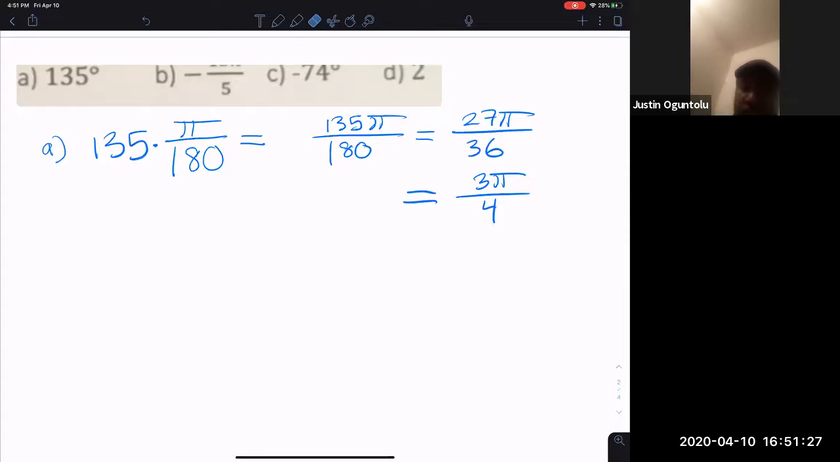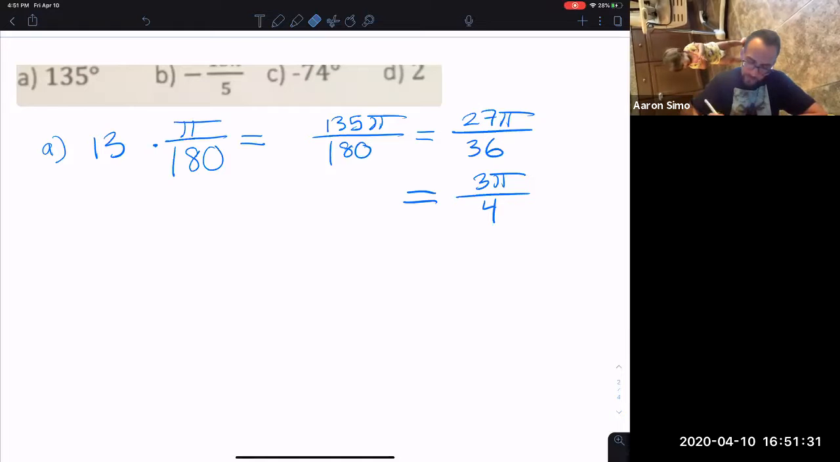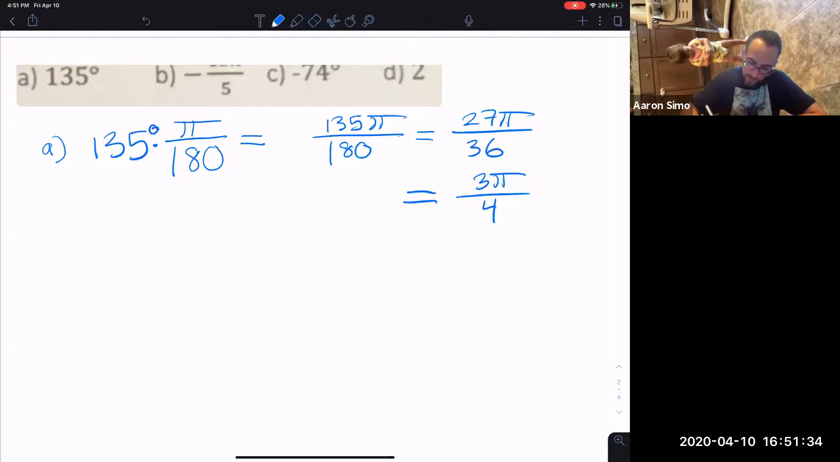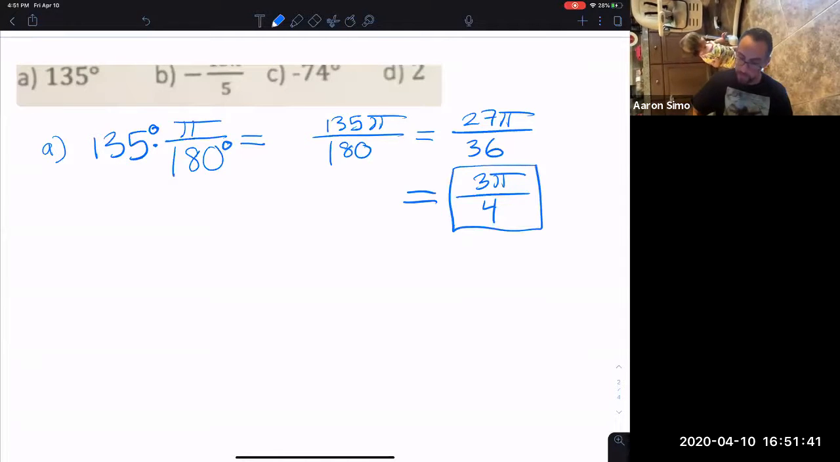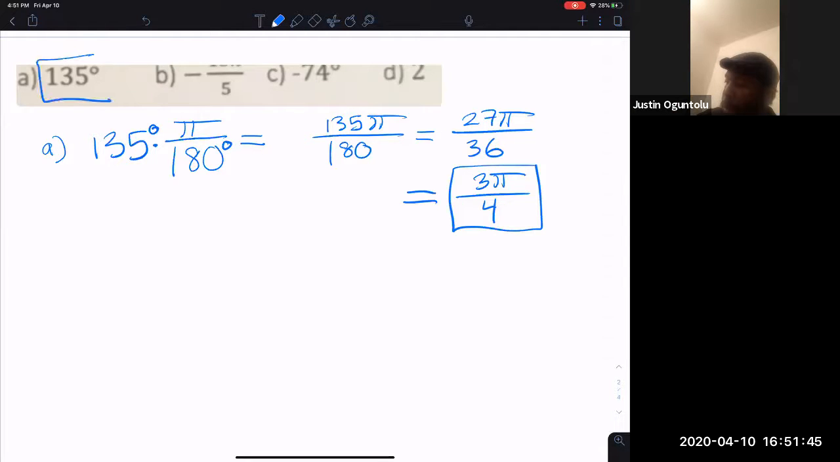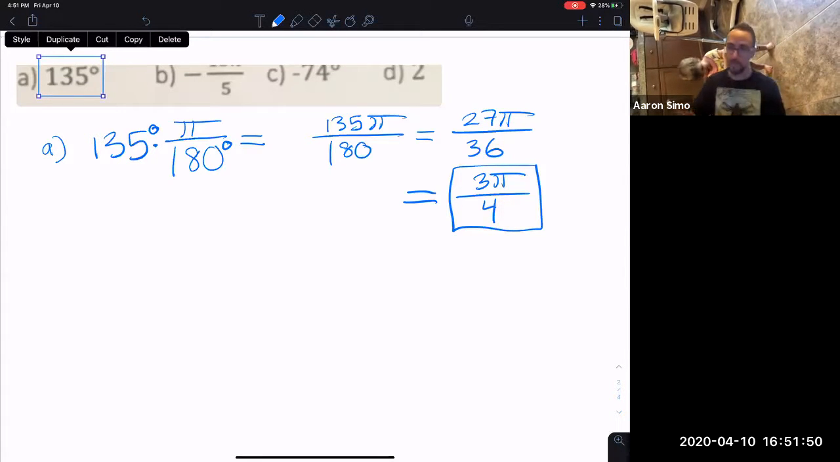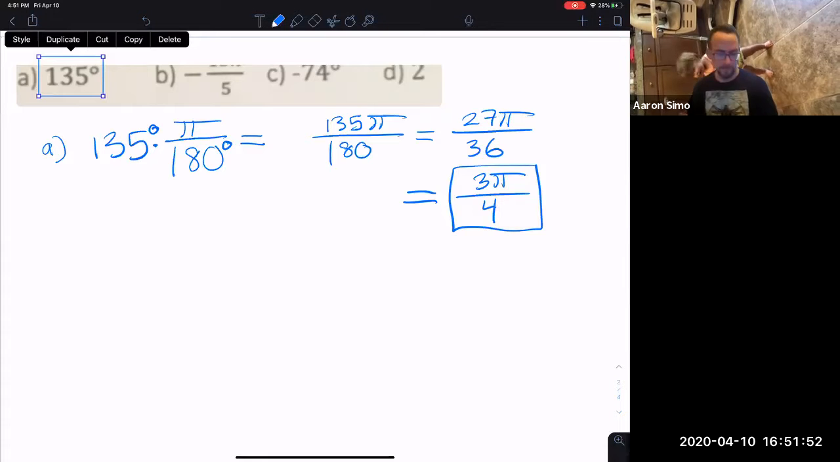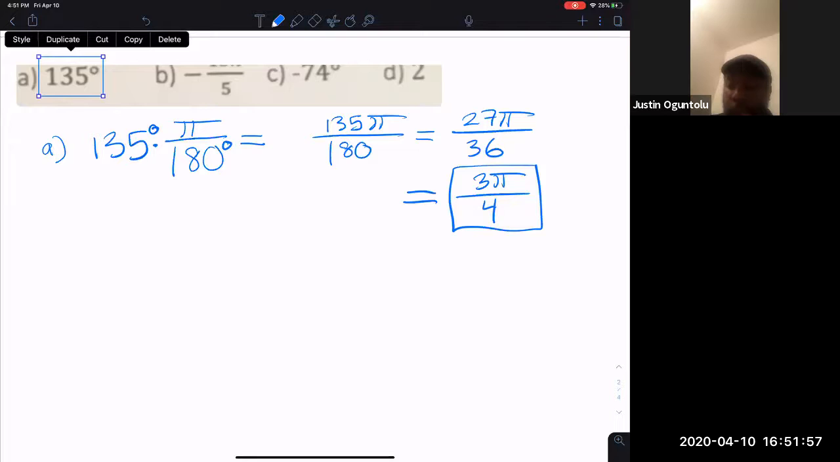Good job, Justin. Yeah, you multiply. If you're trying to go to radians, then you want to multiply by pi over 180. That's good. The degrees cancel out. Now it's in radians, and this is the exact answer. So notice that 135 is sort of like one of our special angles because it gave us 3 pi over 4. That's one of those angles you kind of want to memorize a little bit.